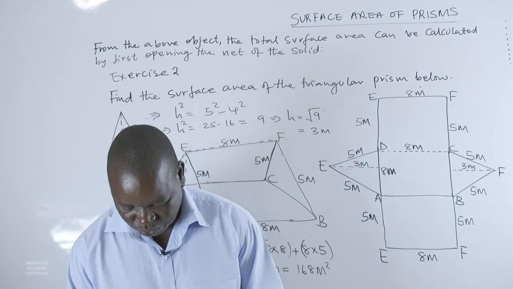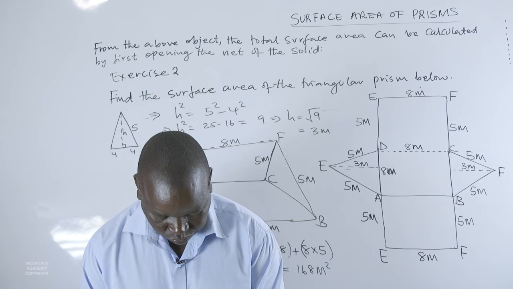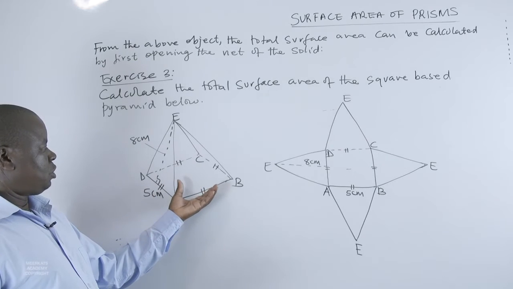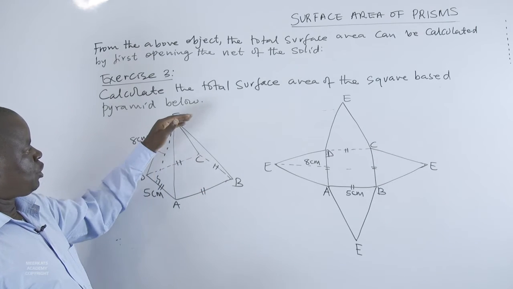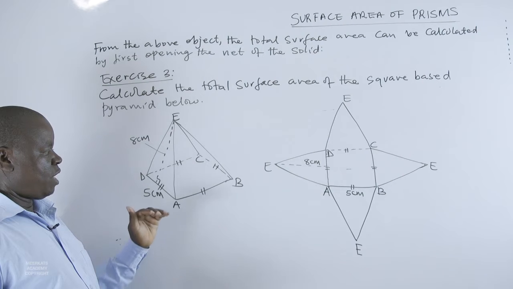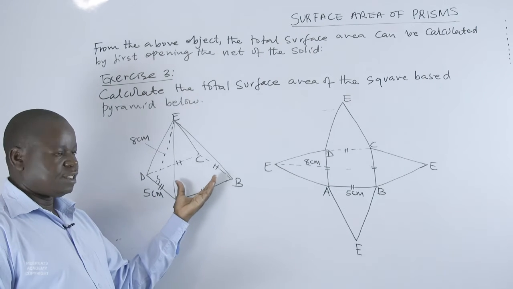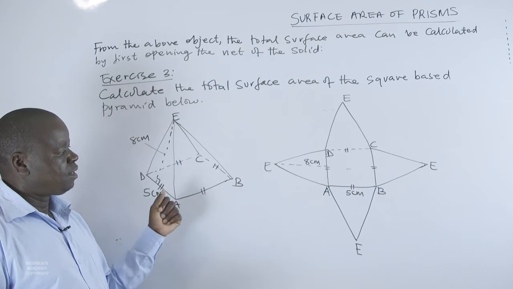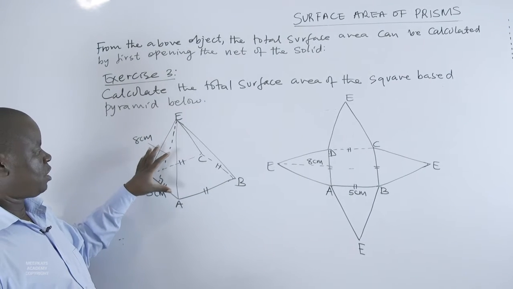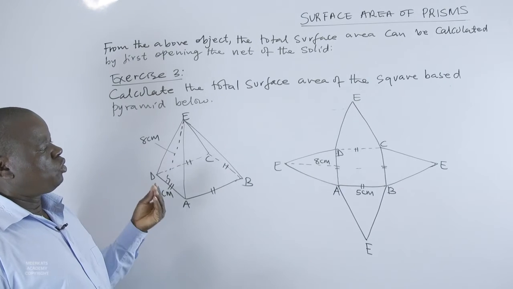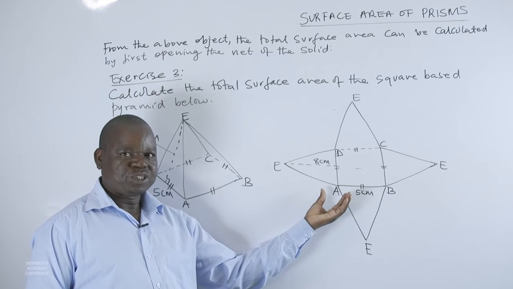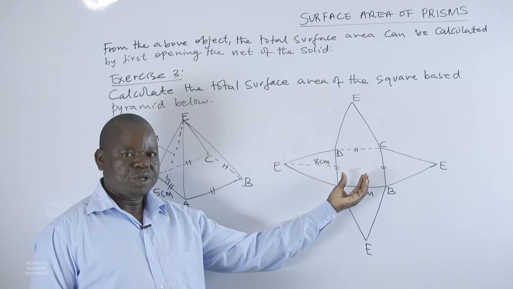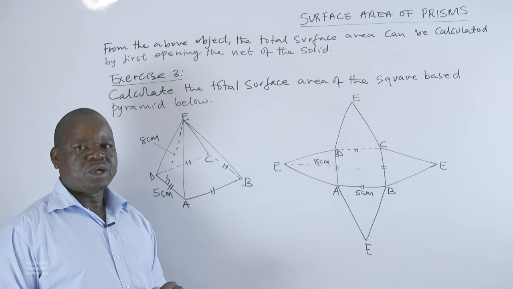Let's look at further examples on the same. So class, you can see that this is now a square-based pyramid. Why are we calling it a square-based pyramid? It's because the base is made of a square plane surface, and the slanting faces are triangular. So we open the net. That is the first procedure to calculate the total surface area of this square-based pyramid. So open the net of the object.